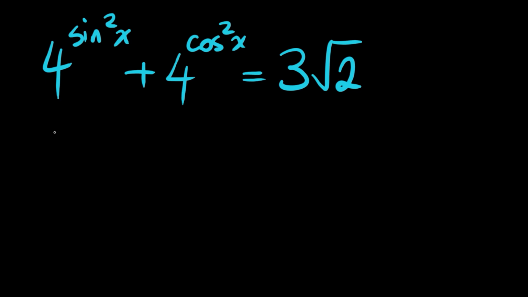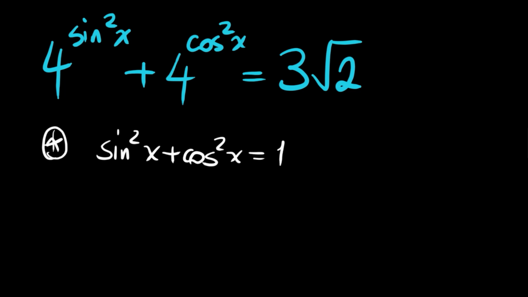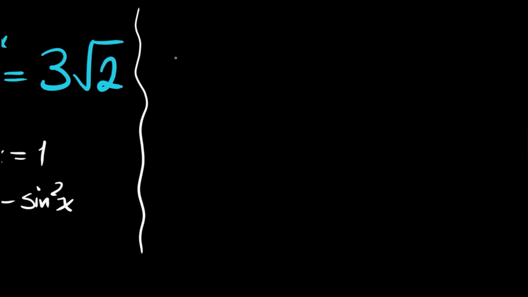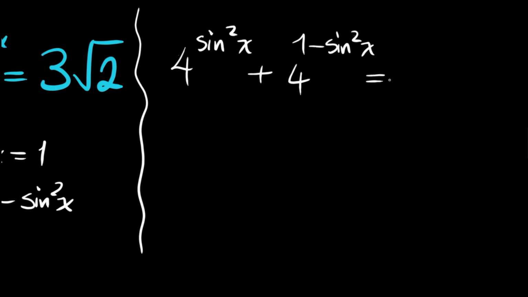Let me begin with the trig identity. Sine squared x plus cosine squared x is equal to 1. So one of them, say cosine squared x, can be written as 1 minus sine squared x. Let me plug this into our equation. We have 4 to the power of sine squared x plus 4 to the power cosine squared x, which will be written as 4 to the power 1 minus sine squared x, and this is equal to 3 times root 2.